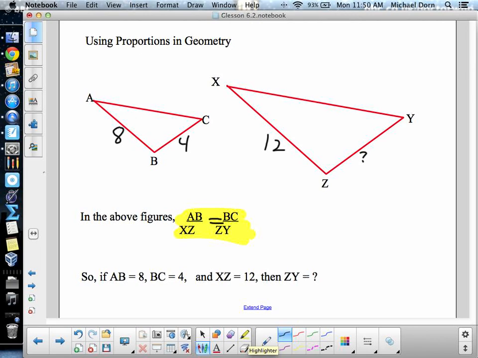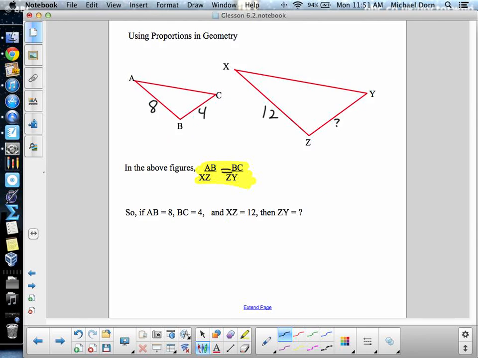Simplest thing to do, what I'm going to want you to do, because again, it's not about the answer, it's about how you get to the answer, is I'm going to want you to set up and show me the proportion that is there by substituting these values in. So I'm going to want to see as a solution 8 over 4 equals AB over XZ, that'd be 8 over 12.